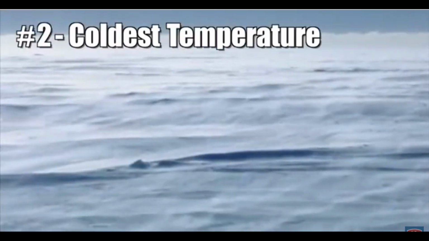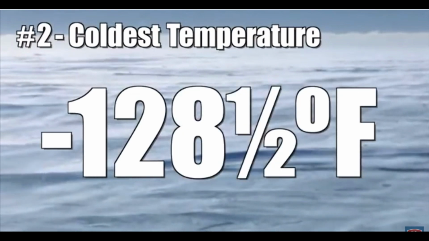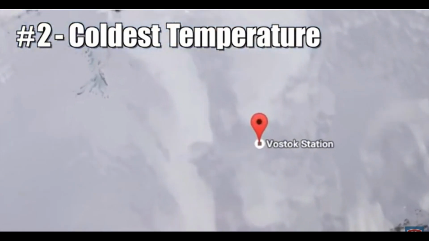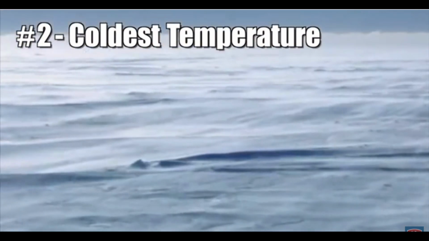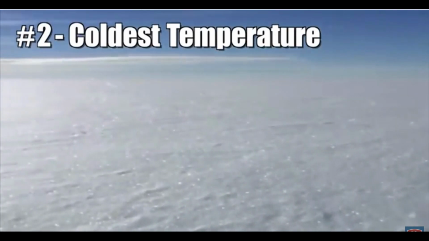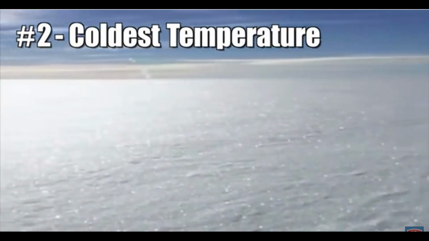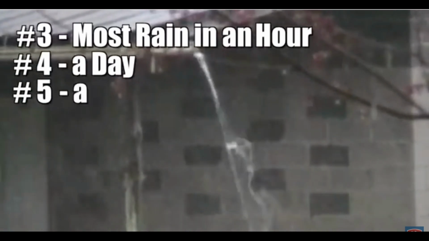Number 2, the coldest temperature. The mercury dropped to 128.5 degrees Fahrenheit below zero in Vostok, Antarctica on July 21, 1983. In the middle of the southern hemisphere's winter, there was no sunshine, clear skies, and calm winds, making for exceptionally cold conditions. Numbers 3, 4, and 5, the most rain in an hour, a day, and a year.